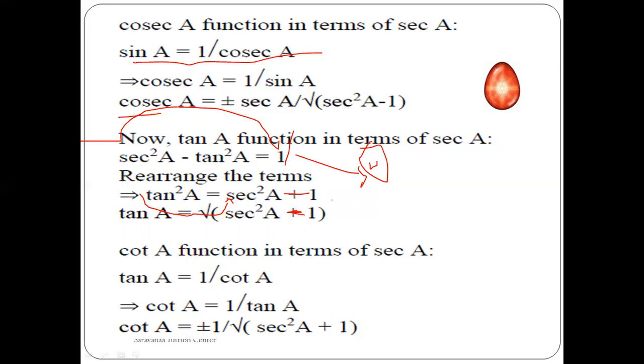Okay. Cot A function in terms of secant A. Tan A equals 1 by cot A. Tan A is the reciprocal of cot A and cot A is the reciprocal of tan A. So cot A equals plus or minus 1 by root of secant square A minus 1. It's not plus, it is minus 1. As when you take minus from the LHS to the RHS side, my plus 1 will be minus 1 and minus secant square will be plus secant square, right? So they have made a mistake.